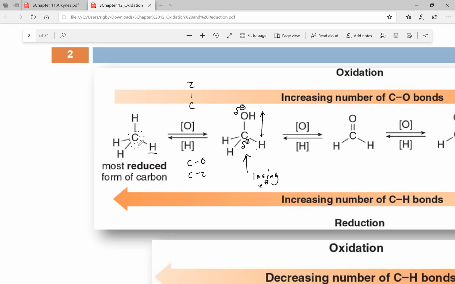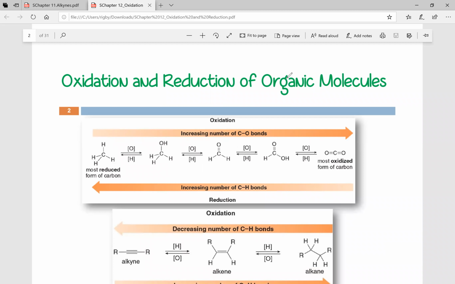So that's how we connect the Gen Chem OIL RIG oxidation idea to the organic chemistry oxidation idea. I always thought the organic chemistry definition was a lot easier, but this is just tying everything back together so you understand where this definition comes from. It's not completely random, I promise, okay? So the more carbon-oxygen bonds we have, the more carbon-Z bonds we have, the less electron dense that carbon will be, and thus the more oxidized it is.